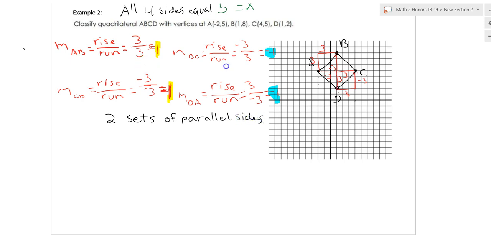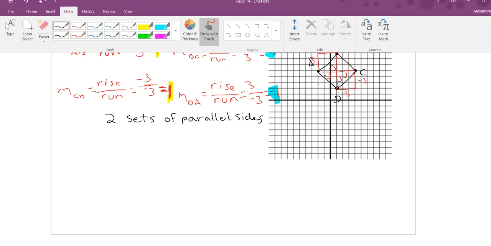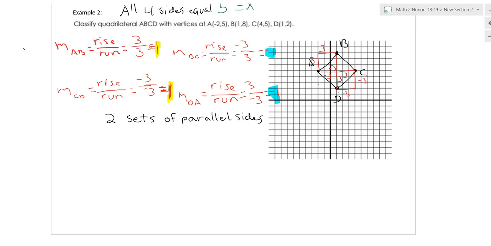Then I want to check if my adjacent sides are perpendicular. I'm going to take 1, which is really 1 over 1, make it negative and flip it. This should be an arrow, not an equal sign. Alright, -1 over 1 is -1. So 1 and -1 are perpendicular. So this one is perpendicular.